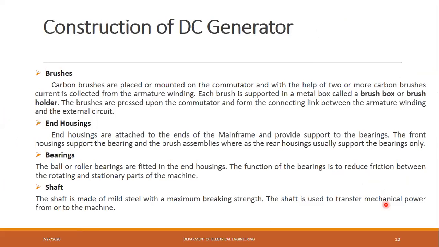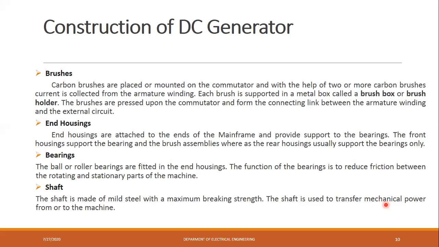Brushes are made up of carbon, as I have put that question in the MCQ test 2 times, that brushes are made up of carbon, but still you people are missing that. Also each and every brush is supported by metal boxes, called brush box or brush holder, and these brushes are pressed upon the commutator segment. Okay.